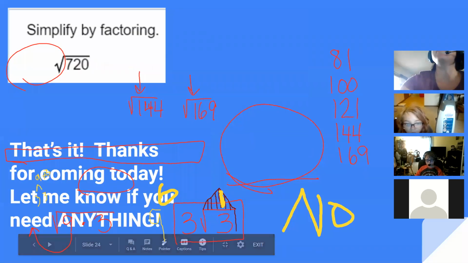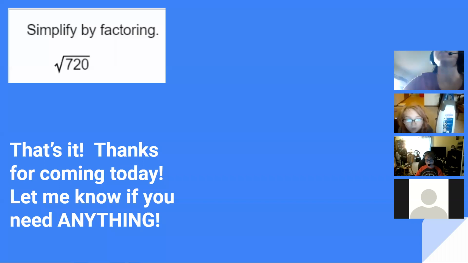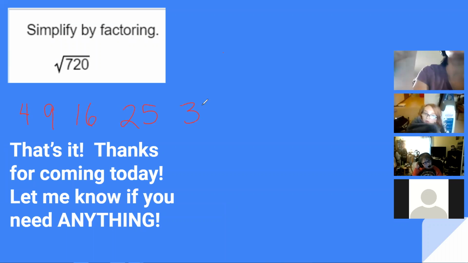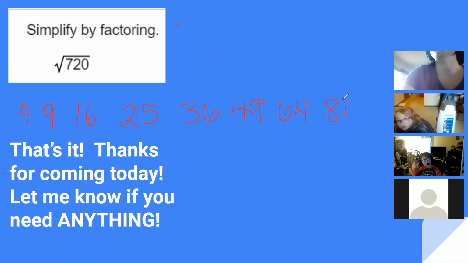Okay, last thing here, guys. Let's do this last one. Square root of 720. Oof, that's a big one. Let's think about our perfect squares. So we have 4, 9, 16, 25, 36. What's next? 7 squared, 49. 8 squared, 64. 9 squared, 81. We've got 100, 121, 144, 169.